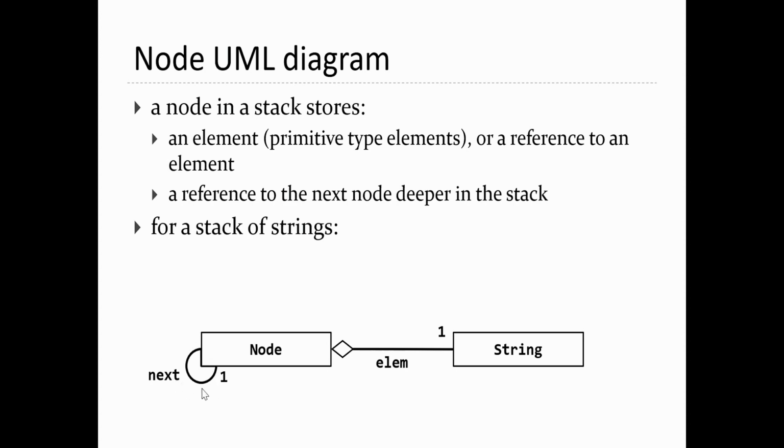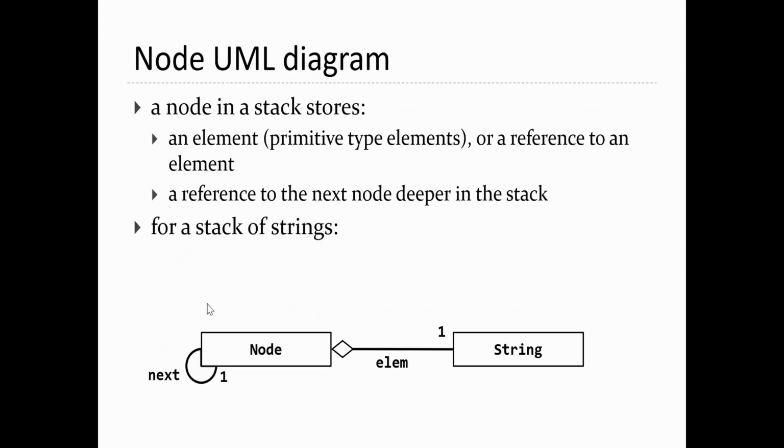Every node has a reference to the next node in the sequence. Notice this is not aggregation or composition. It's association here. Now, why can't it be aggregation? Because aggregation is one way. So in other words, a node does not own the next node that it points at. So it can't be aggregation.